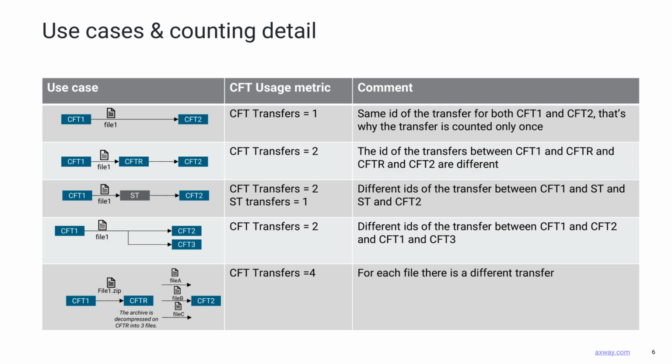Here are some samples on how CFT transfers are calculated. You may have a file transferred between CFT1 and CFT2. One transfer will be considered for billing purposes for both CFTs. Or you may have a hub between the CFT source and CFT target. The hub is of type CFT. In this case, 2 transfers will be counted, one for the transfer between CFT source and hub, and the second between the CFT hub and the CFT target.